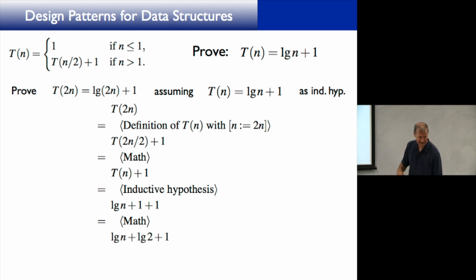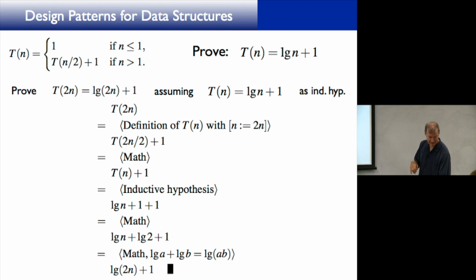Equals, by some math, log base 2 of 2. Are you with me? Because 2 to the 1 is 2. Is everybody good? But what's the log of a plus b? Well, sorry, what's the log of a plus the log of b? So the log of a plus the log of b is the log of a times b. So what do we have? Log of 2n plus 1, which is what we were trying to prove. Are we good?